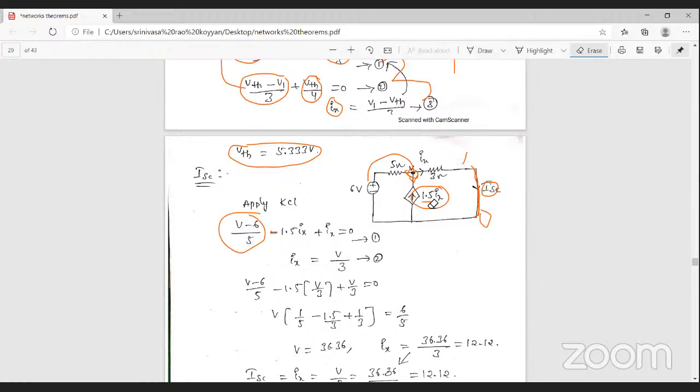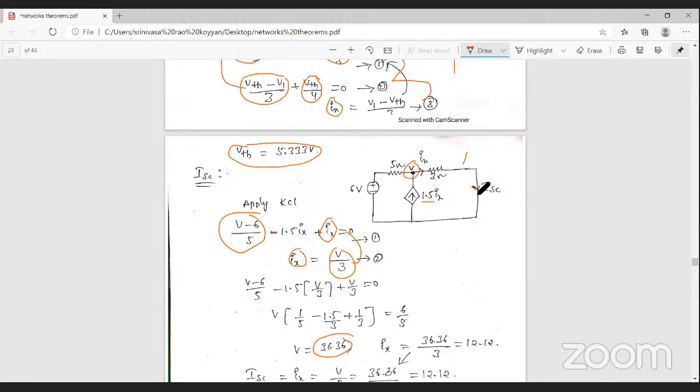Here the current Ix is given already. What is the current Ix? Ix means V minus the ground voltage 0, by the 3 ohm resistance. That is Ix is equal to V by 3. Then substitute here and you get the voltage V. So V is equal to 36.36.